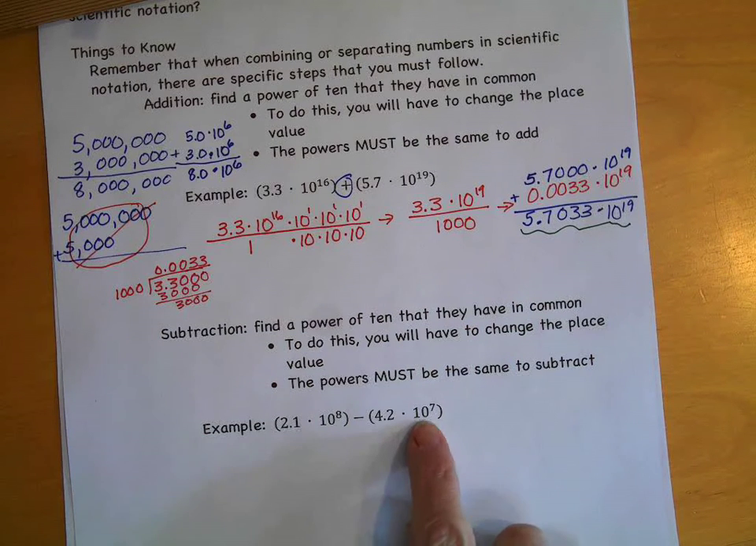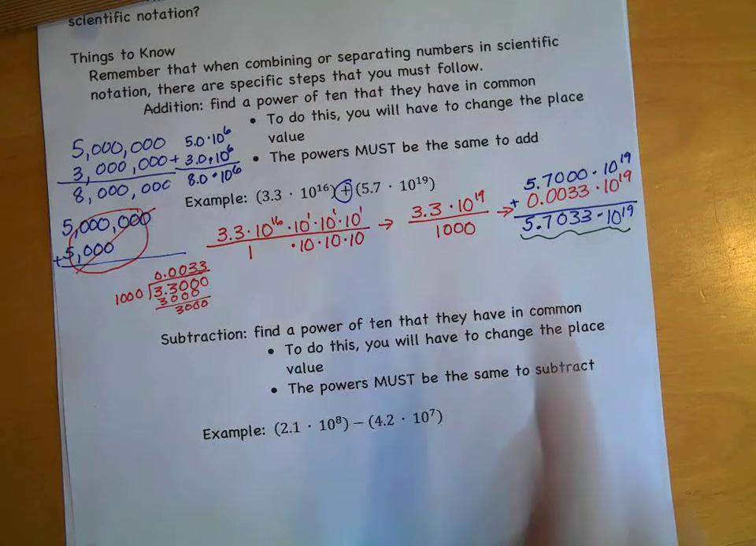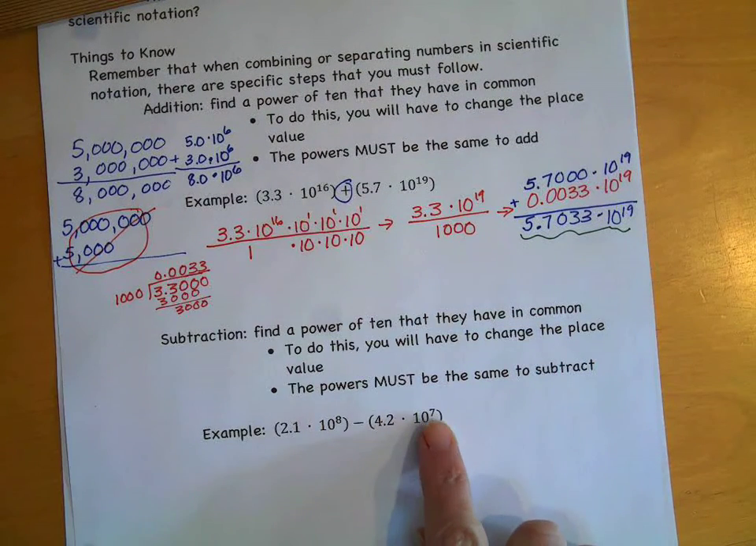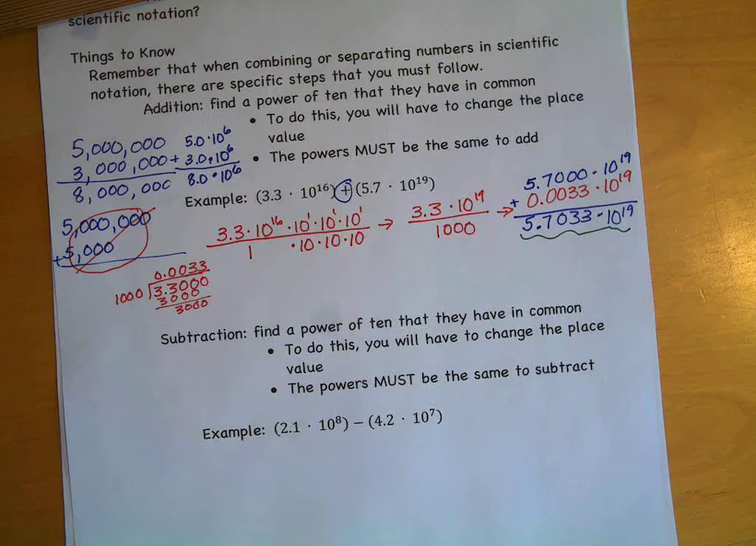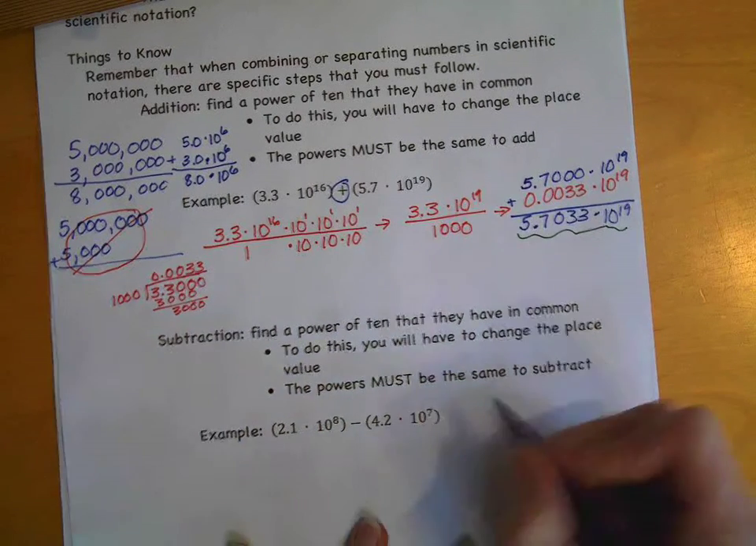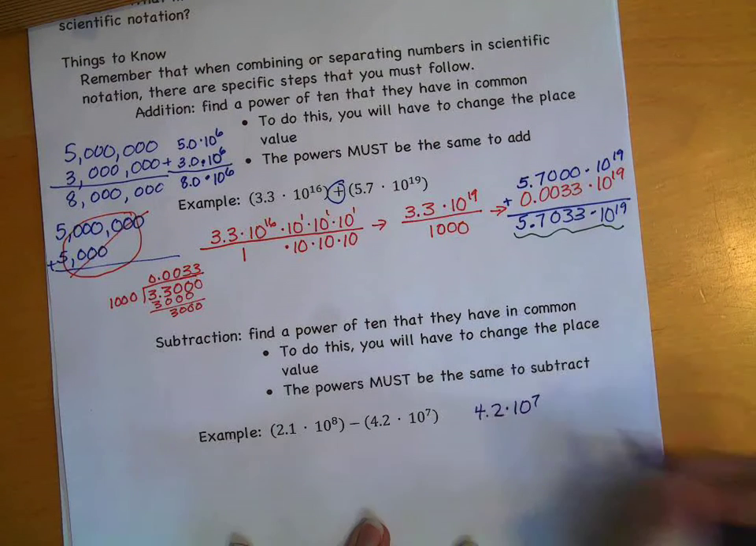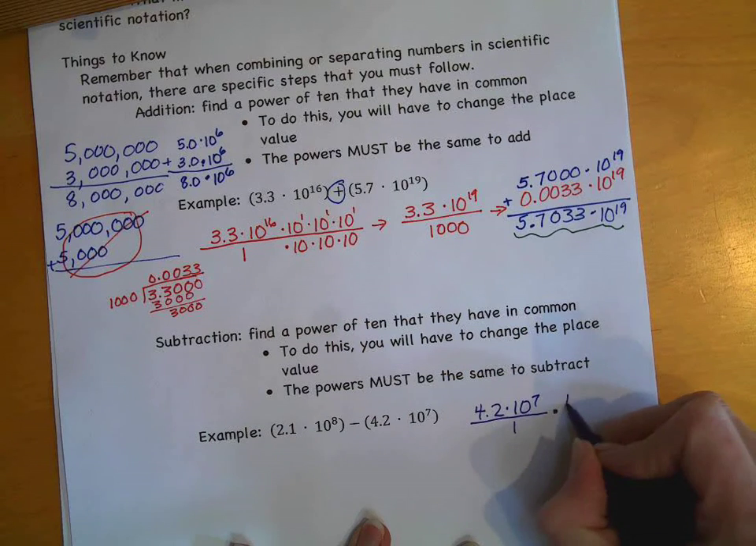So what I would like to do is try to get this to the 8th power. Just like we went from the 16th to the 9th power, in order to get this to the 8th power, all I have to do is multiply this by a 10. But remember, what you do to one side, you have to do to the other. So we're going to take that number, 4 2/10 times 10 to the 7th, and we're writing it over 1.